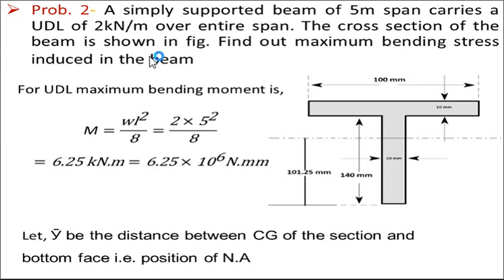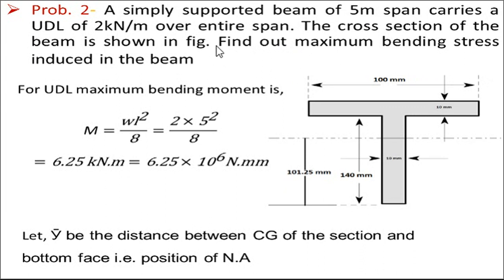First of all, I will read the problem. A simply supported beam of 5 meter span carries a uniformly distributed load of 2 kN per meter over the entire span. The cross section of the beam is shown in the figure. Find out the maximum bending stresses induced in the beam.